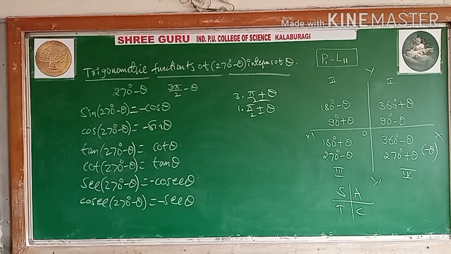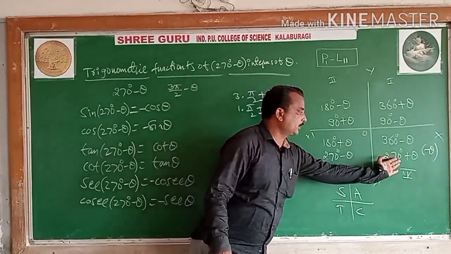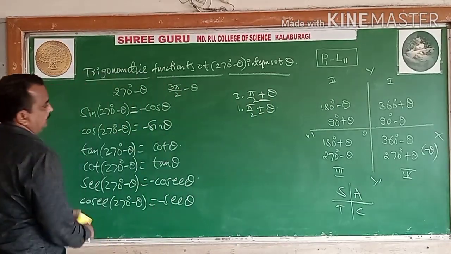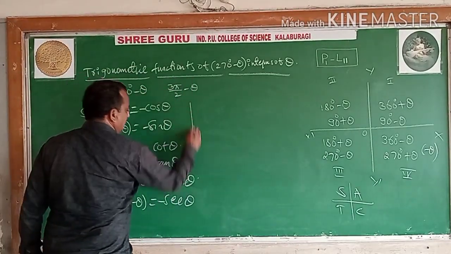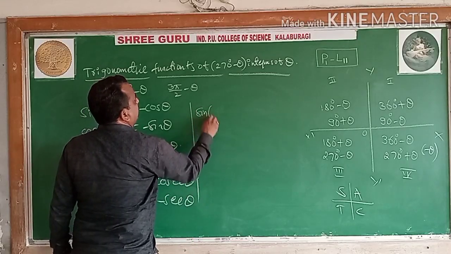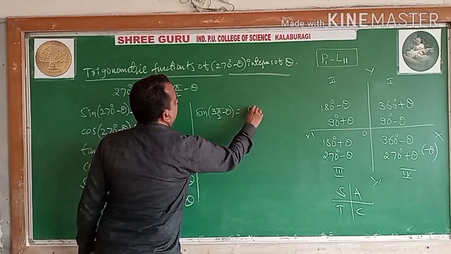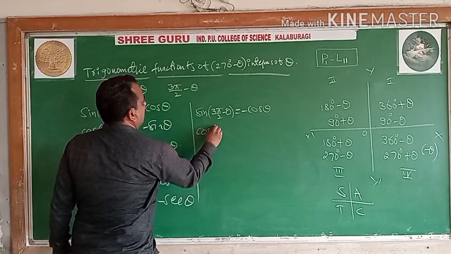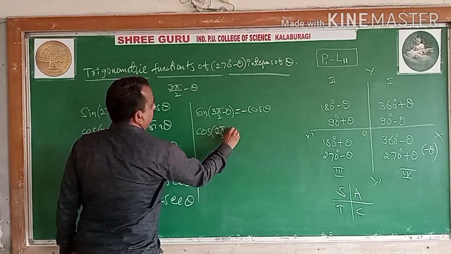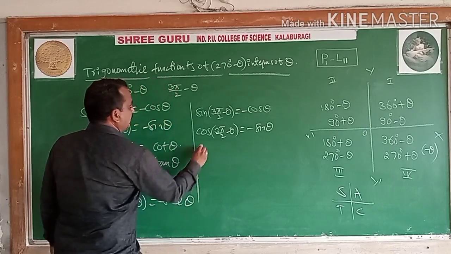Now let us come to 270 plus theta, after 270 minus theta. You may write in terms of radians also. Here I will write just radians. Sine of 3 pi by 2 minus theta changes to cos, negative. Cos of 3 pi by 2 minus theta changes to sine, this is also negative.